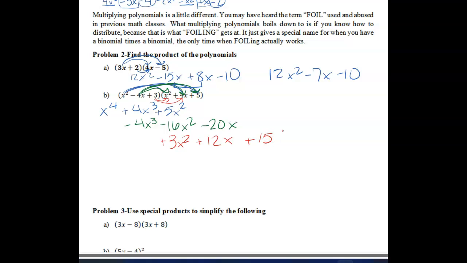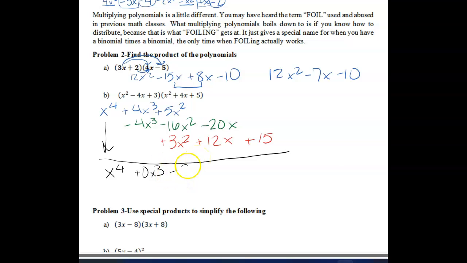Let me go back, check all my signs. And then we'll add these all up. I do line them up if I can help it, just so I can add straight down. Personally, I like adding straight down better. So the only x to the 4th term I have is that one. Adding my x cubed, I get plus 0x cubed. Adding these straight down, I'd get negative 8x squared. Adding these straight down, I'd get positive, negative 8x plus 15. And then I'm done.